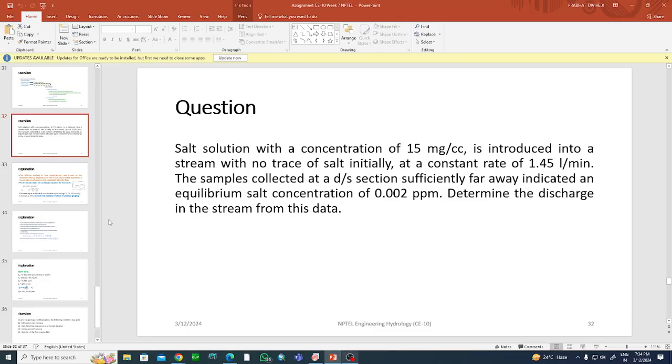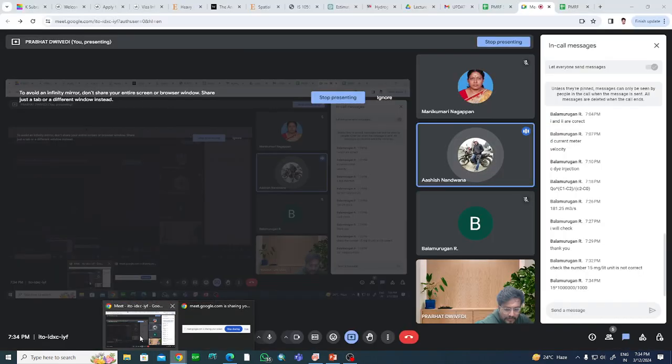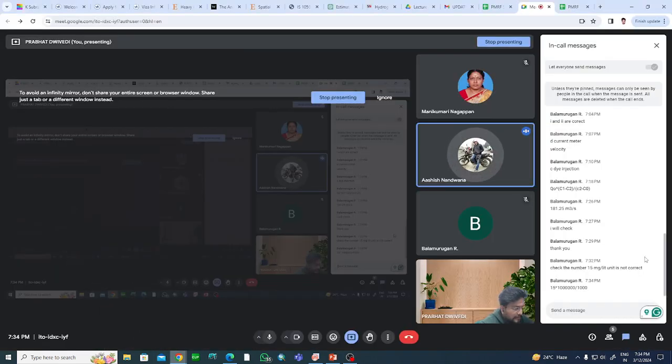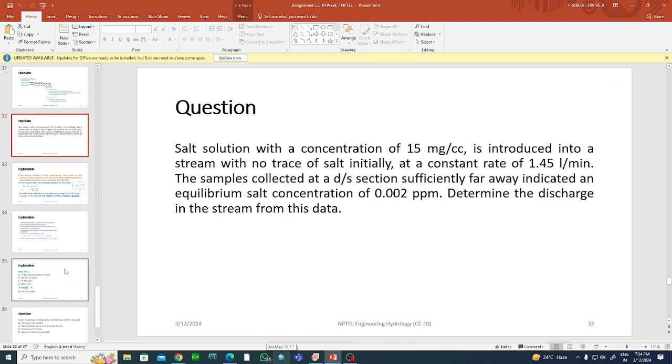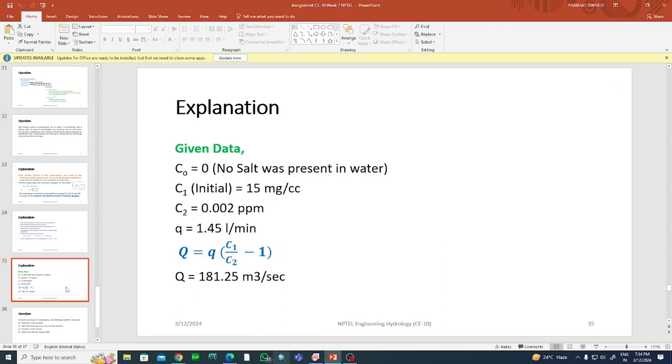I think he's saying we need to convert this cubic centimeter to meter cube. Yes, he is right. Check the number. 15 milligram per liter unit is not correct. We need to convert cubic centimeter, I think this one. Balamurgan, I'm just checking. Wait a minute.